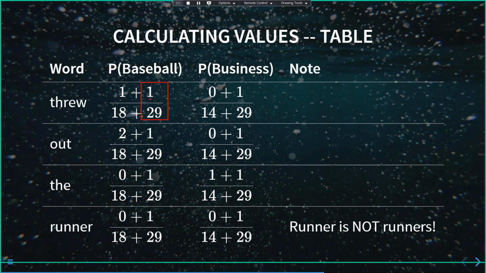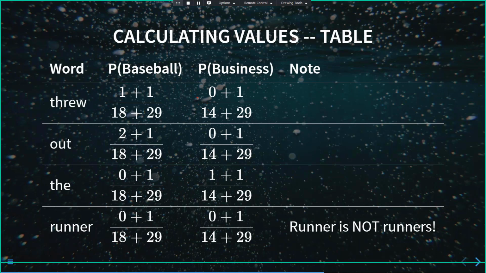So just add the number 1. No matter how many times through appears, we're going to add 1 more to it. And we're going to add the total number of unique words. So 2 out of 18. We're going to add 1 to the numerator. We're going to add 29 to the denominator. So all of our baseball denominators will be 18 plus 29, 47. And here we'll have 2 out of 47, 3 out of 47, 1 out of 47, 1 out of 47.